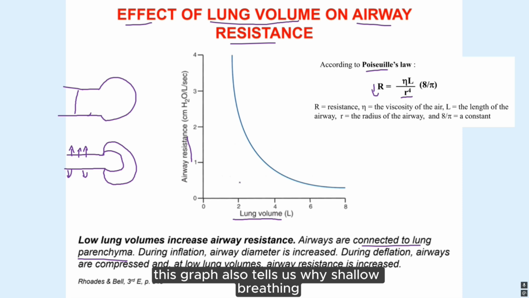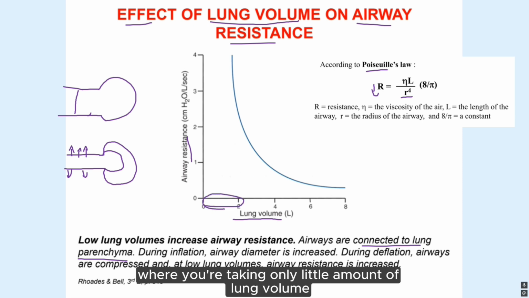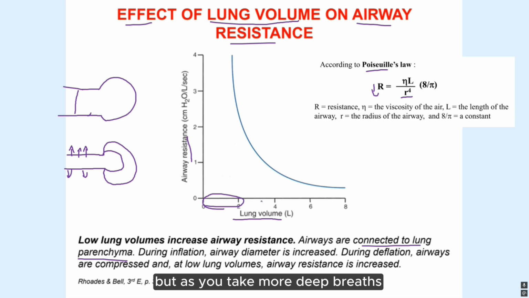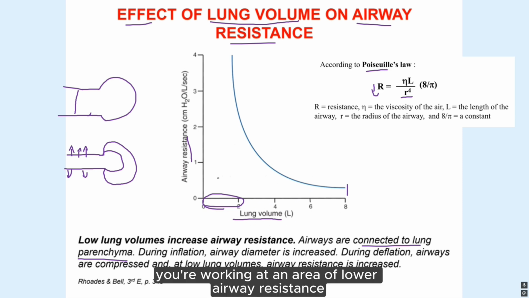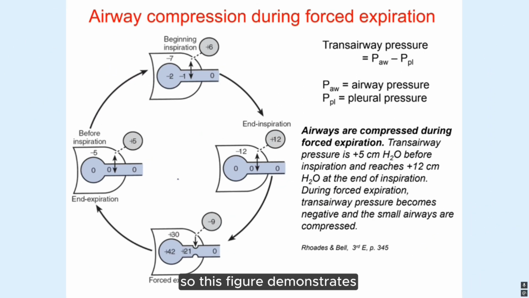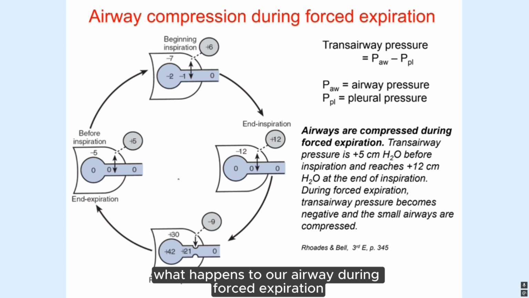This graph also tells us why shallow breathing, where you're taking only a little amount of lung volume, is worse, because you're working at an area of high resistance. But as you take more deep breaths and you have higher lung volume, you're working at an area of lower airway resistance. So this figure demonstrates what happens to our airway during forced expiration.